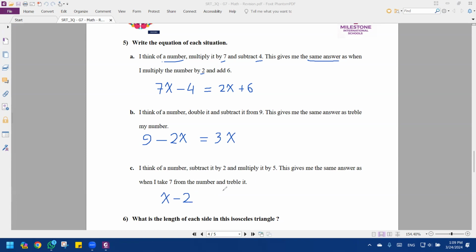And multiply it by 5. Now, after it's subtracted by 2, it has to be multiplied by 5. Like the answer of my number minus 2 should be multiplied by 5. So I put them in a bracket, and I multiply by 5 outside. This gives me the same answer as when I take 7 from the number. I take 7 from the number and triple it in a bracket. So times 3.